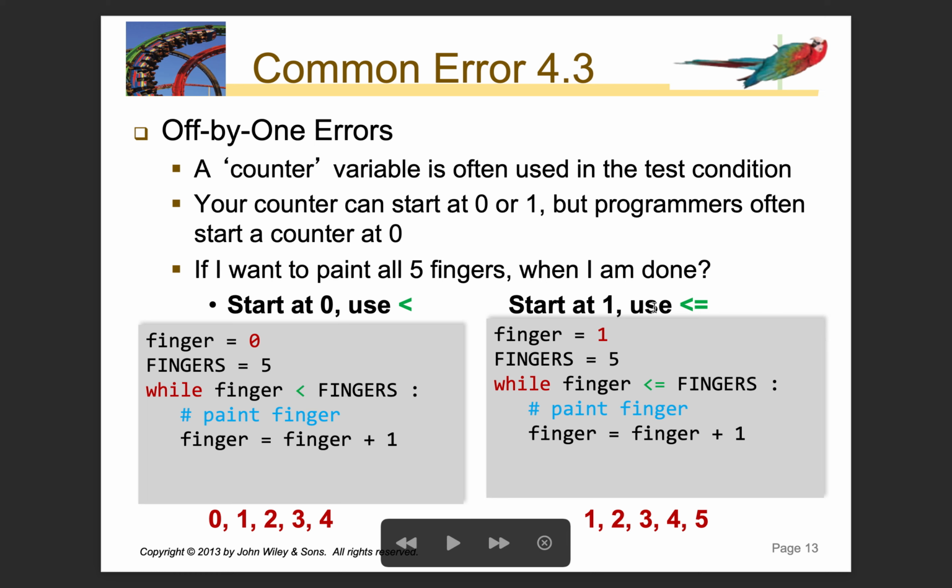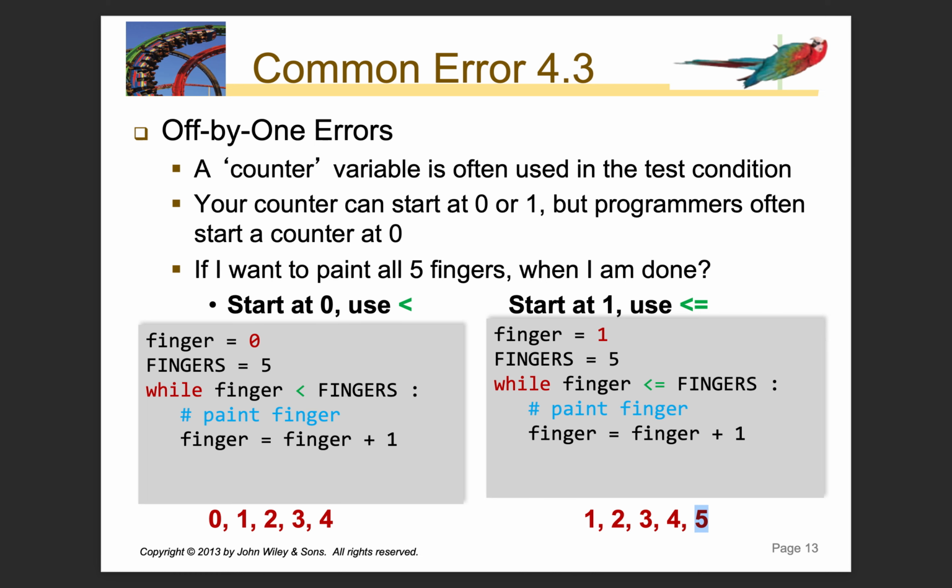If we start counting at 1, we need to not use this less than symbol, we need to use a less than or equals to symbol. We start counting at 1, we paint our first finger, our second finger, our third finger, our fourth finger, and we run it a fifth time because we're using this less than or equals to symbol. Finger will equal 5.